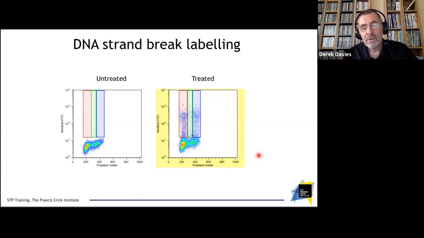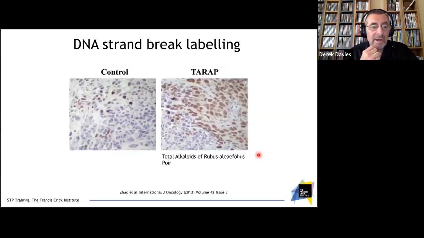To be honest, we don't use TUNEL as much as we did a few years ago. It is very useful in immunohistochemistry. Some of you might be aware of using it on tissue sections, because again, it's picking up cells with strand breaks, but with tissue sections, we also get that positional information about where cells that have entered apoptosis were in relation to their neighbors.